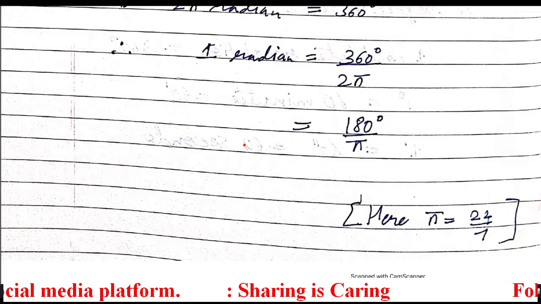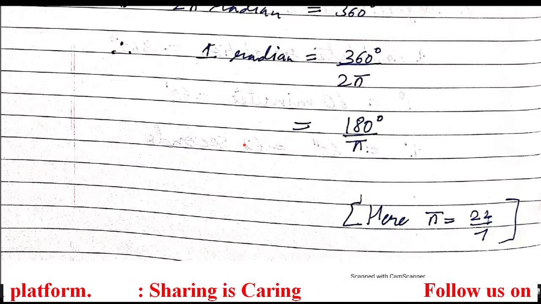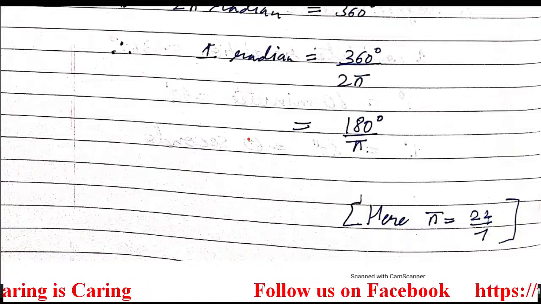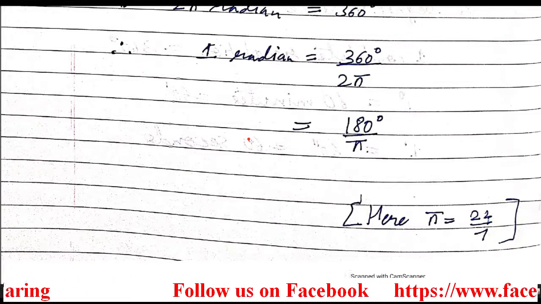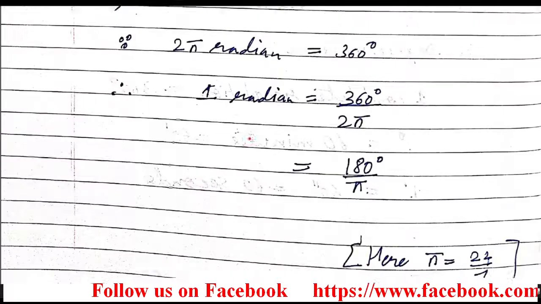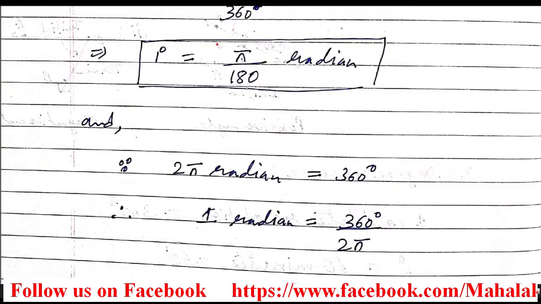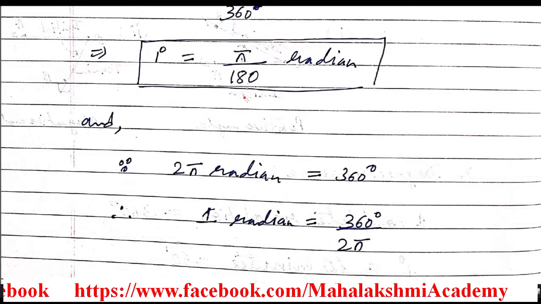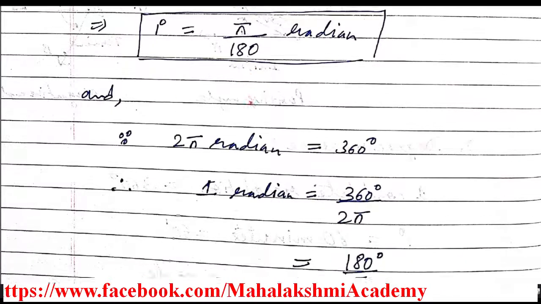So nothing is there, students. Simply you have to take care that one complete round is 360 degrees in degree measure, and one complete round is 2 pi radians in radian measure. And then you should know the conversion: 1 degree is equal to pi upon 180 radian. The opposite of it: 1 radian is equal to 180 degrees upon pi.